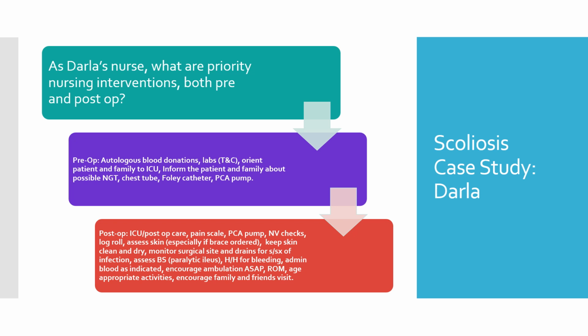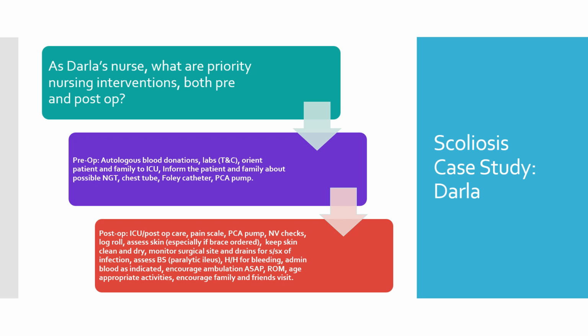We need to make sure the family knows that there's nothing wrong with seeing a lot of commotion in the ICU, because that's normal. Inform the patient and family about a possible NG tube, chest tube, Foley catheter, and PCA pump, because it is quite shocking to a family to come back and see their child with all these things hooked up to them, with all these different tubes coming out. So we're going to prepare them for that.